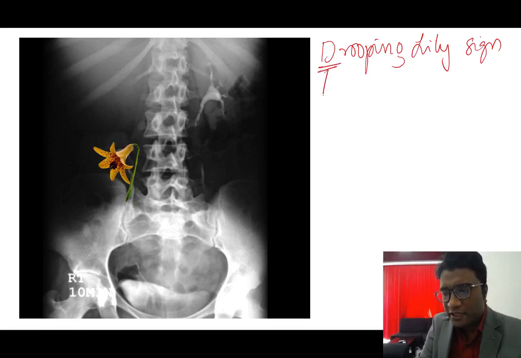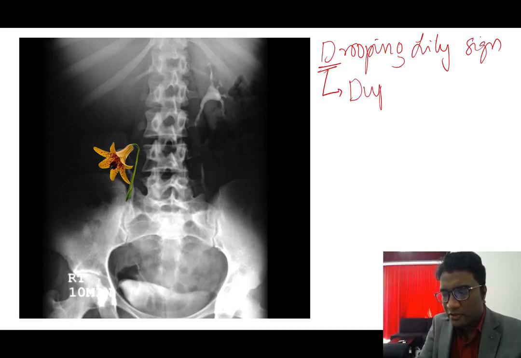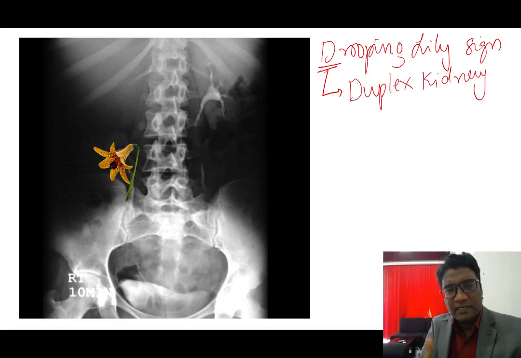First thing, D for D, you remember. Don't get confused with ectopic. Don't get confused with horseshoe kidney. First thing I want you to remember is drooping lily sign is seen with D for D. It is seen with duplication or duplex kidneys. Okay, duplex kidney. So first thing is D for D. Drooping lily is seen with duplex kidney.